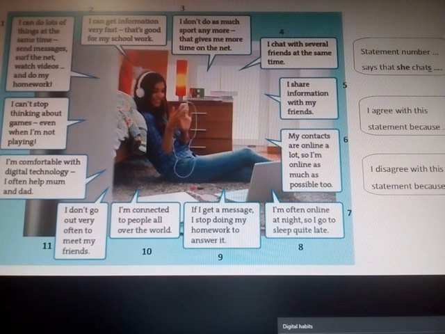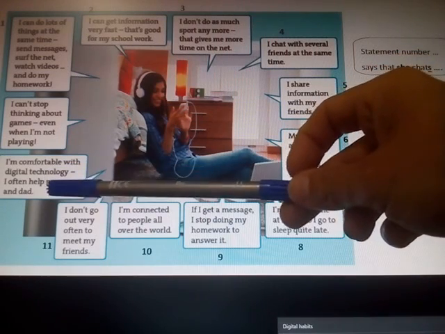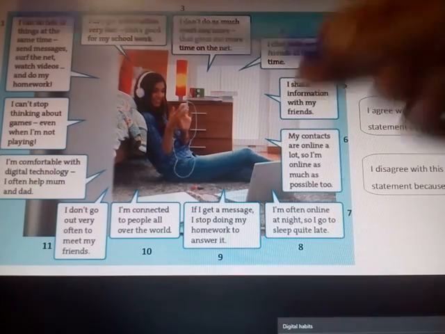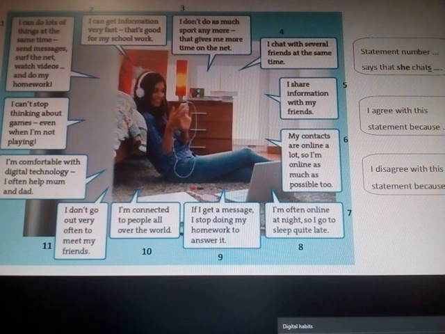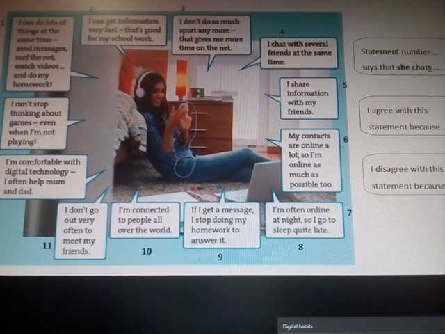The good thing, I think that's a pretty good thing. If you're a screenager and if you're comfortable with digital technology, you can help your mom, you can help your dad, you can sometimes help your teacher, which is really good, in my opinion. Not so good is, in my opinion, statement 11. Like, I don't go out very often to meet my friends in real life, so I don't think that's good.